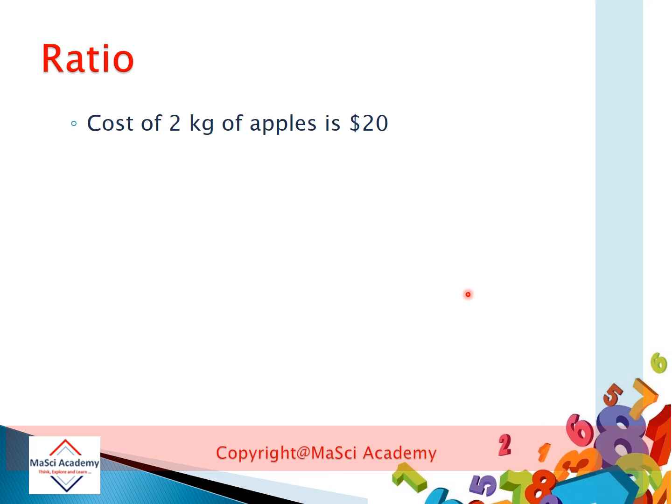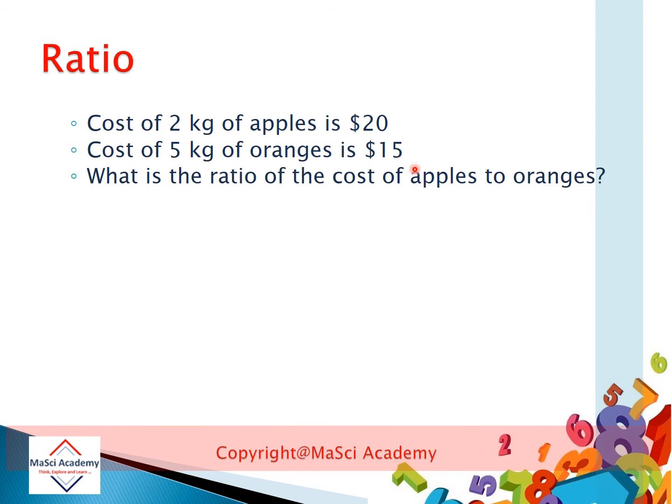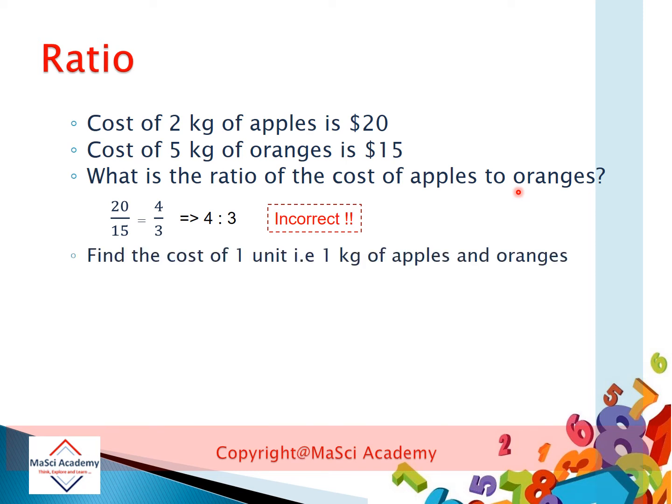Another very important example. The cost of 2 kg of apples is $20 and the cost of 5 kg of oranges is $15. So what is the ratio of the cost of apples to oranges? Is it 20/15? On reducing to lowest form, 4/3, that is 4:3. This is absolutely incorrect. So how do we proceed in such cases?